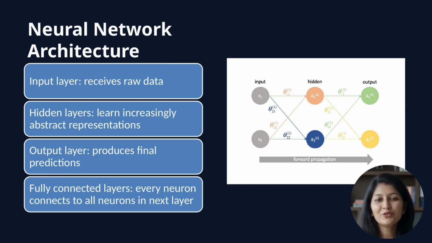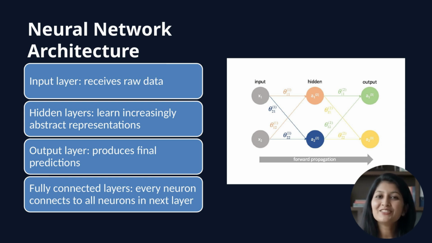The output layer produces your final predictions. For classification, you might have one neuron per class. For regression, you might have a single neuron outputting a continuous value. The output layer's activation function depends on your task. Softmax for multi-class classification, Sigmoid for binary classification, linear for regression.